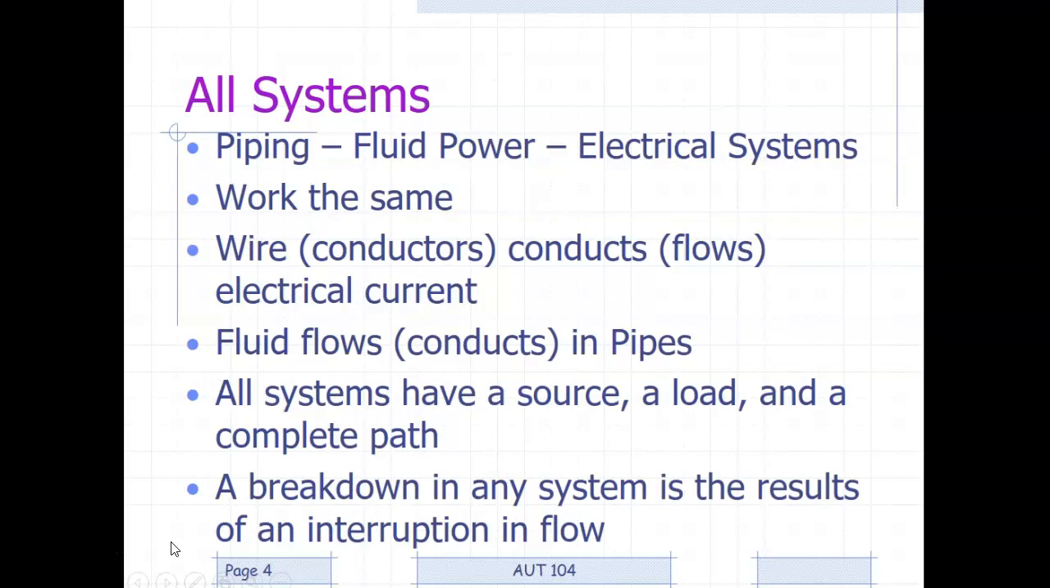All right, all systems. There's 3 main types of systems. We have piping, fluid power, and electrical. These are not all the systems in the world, but those are the 3 biggest ones that we run. All of them work, I won't say completely the same, but mostly the same. You have 3 things that make up a basic system. Go ahead and list them.